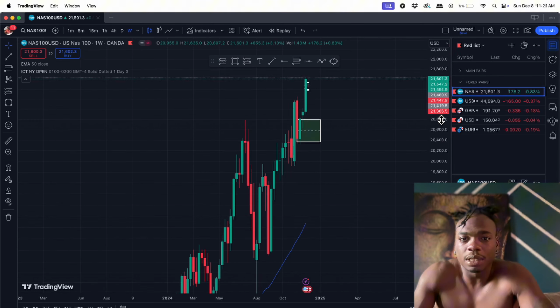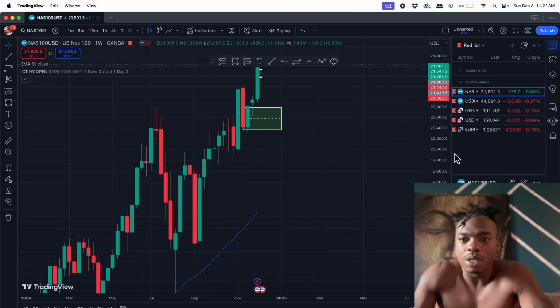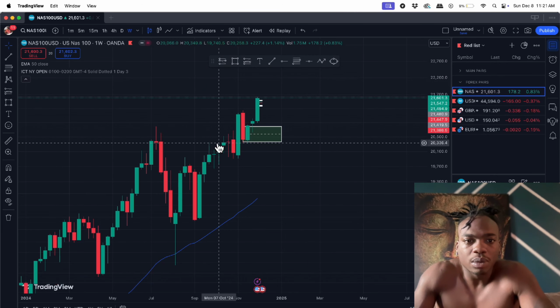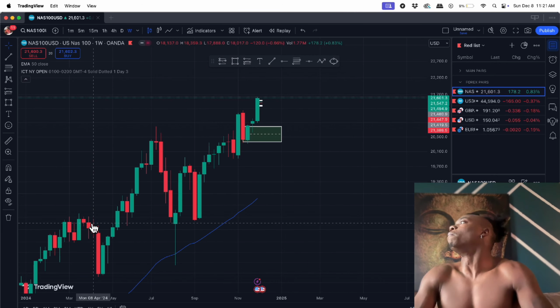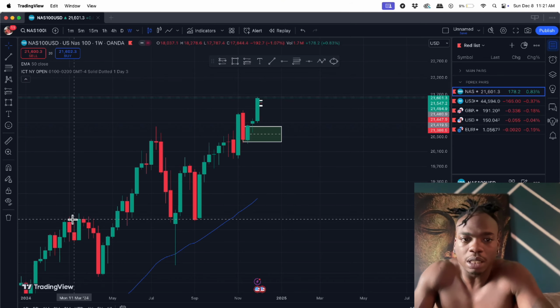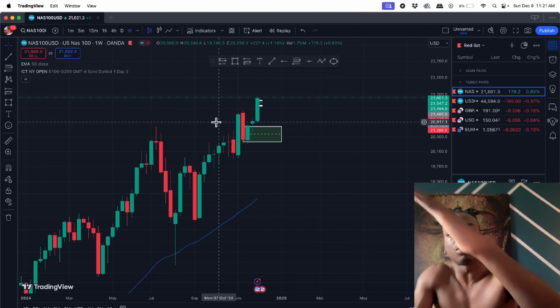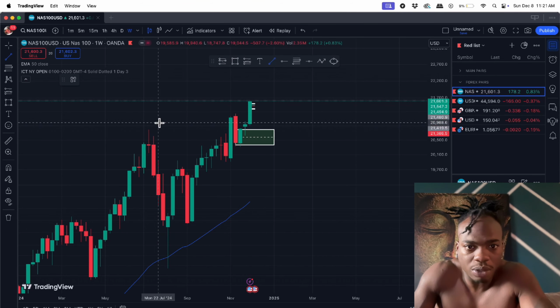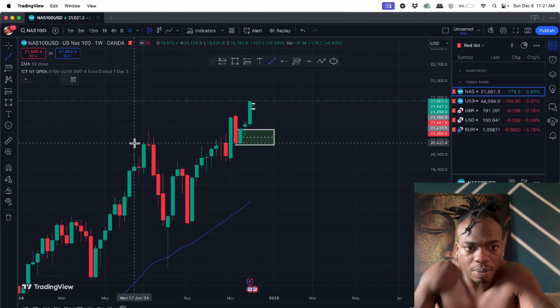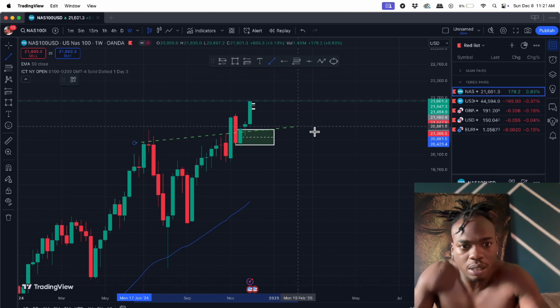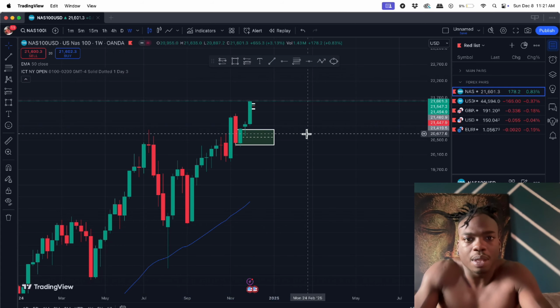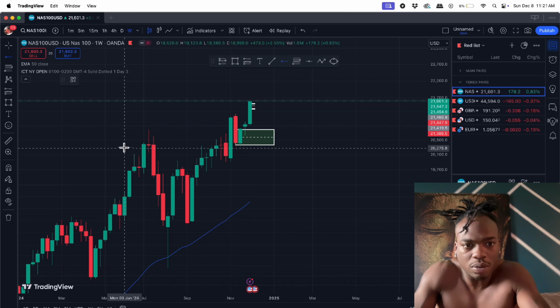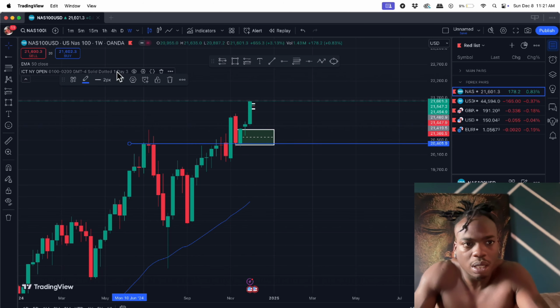So I start on the weekly. What's happening on the weekly? We're in a bullish trend. That means it's going up. You see, it's going up, right? So I want to mark up an area of interest. I'll take this one as an area of interest.